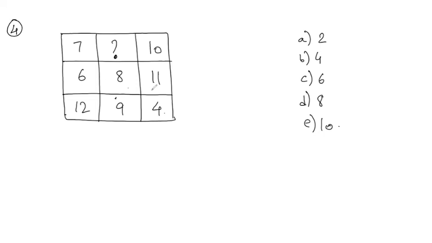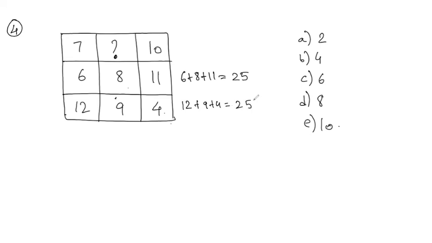Second row, what are the numbers in the second row? 6, 8, 11. What is the sum? 6 plus 8 plus 11. 25. Okay, correct. Now, what are the numbers in the third row? First, tell me the numbers. 12, 9, 4. Yes, 12 plus 9 plus 4 is 25, which is correct.